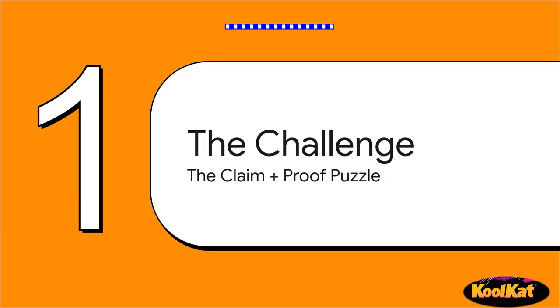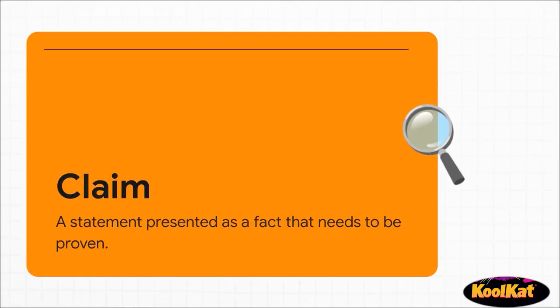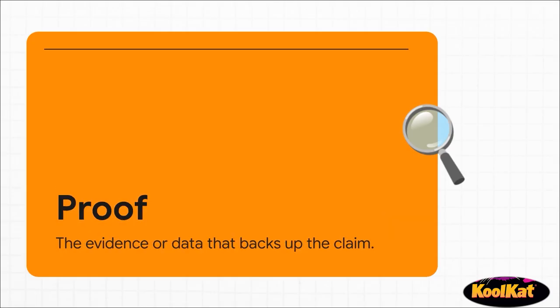The official name for this little puzzle is the claim and proof question. Basically, your job is to connect a statement, that's the claim, with the one sentence that best proves it's true. So what exactly is a claim? Well, think of it as an argument someone is trying to make. It's a statement that says, hey, this is true, but it can't just stand on its own. It needs some serious backup. And that backup? Well, that's the proof.